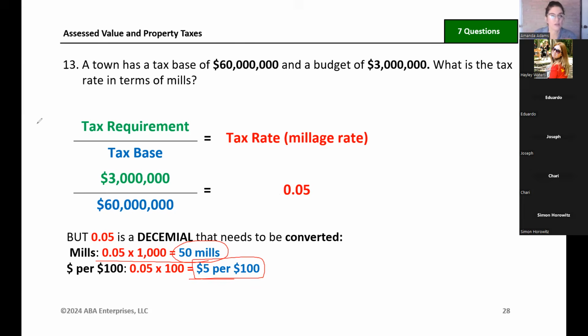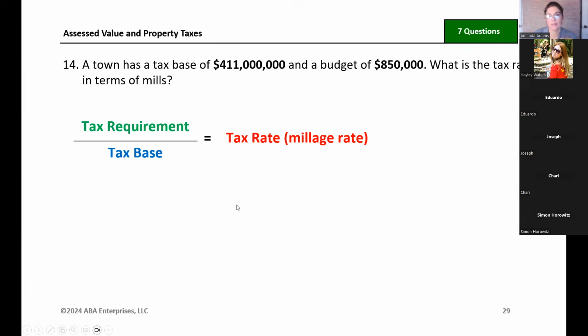Okay, let's do another one, okay? Number 14. A town has a tax base of $411 million and a budget of $850,000. What is the tax rate in terms of mils?